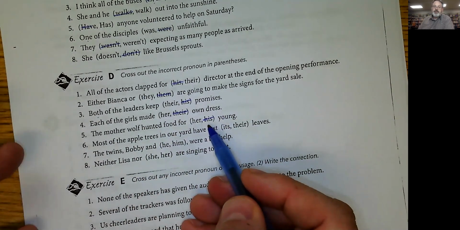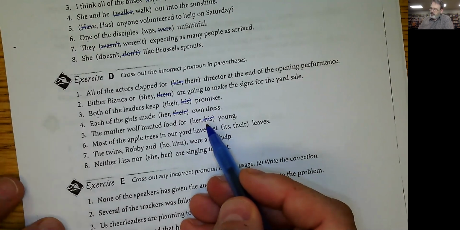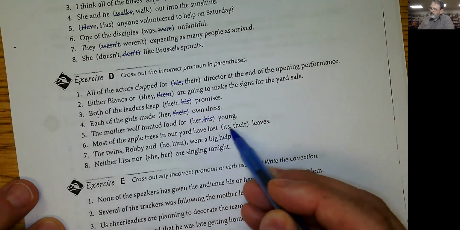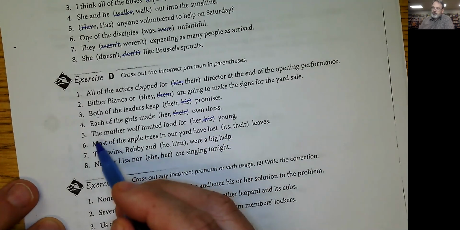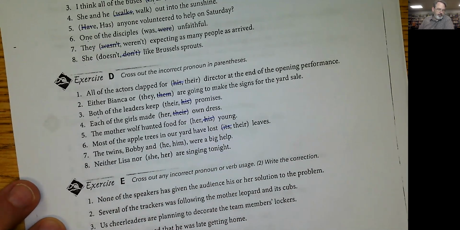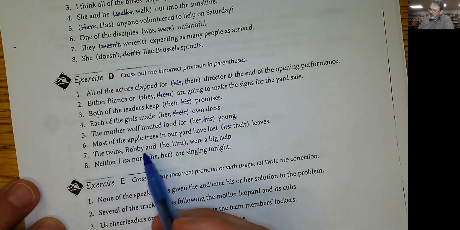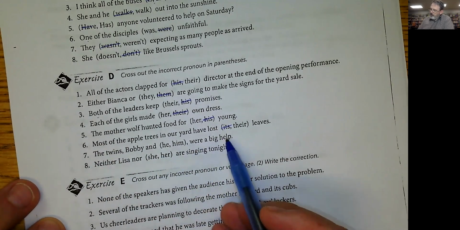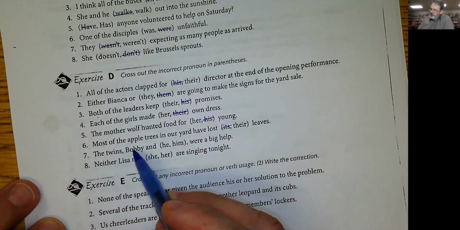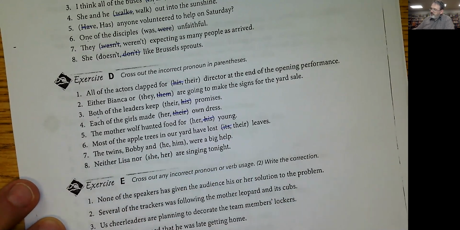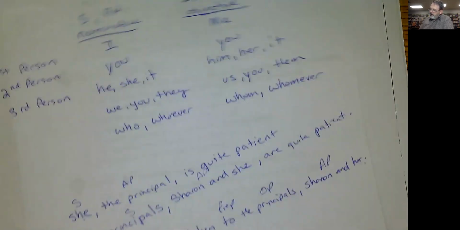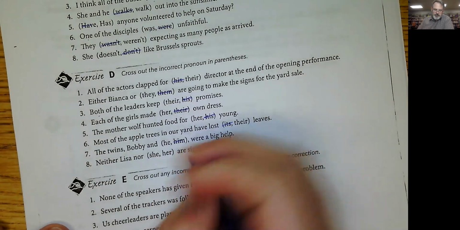Oh, well, that's because mothers are typically female these days. Most of the apple trees in our yard have lost its or their leaves. Most is more than one, lost their leaves. Okay. The twins, Bobby and he or him, were a big help. Well, this is an appositive of a subject because the subject is twins. That means they have to be nominative case. He or him. Which one is nominative? He. So cross out him.